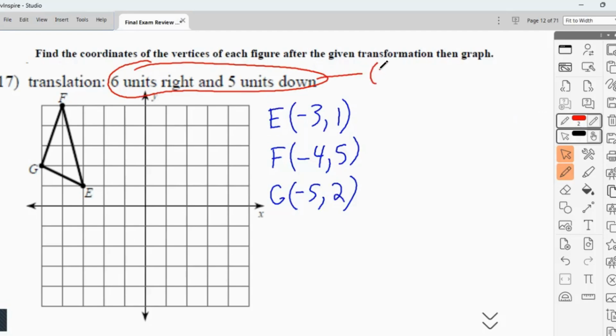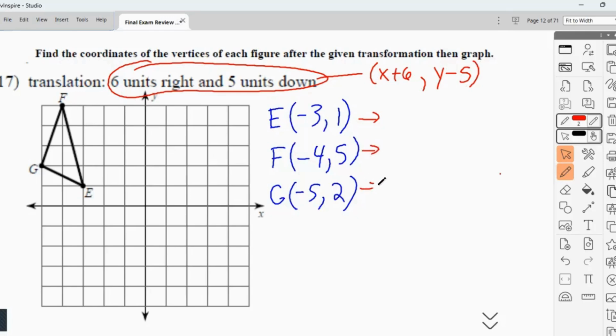So this is what we're going to do. For our X, Y rule, for every X value, we're going to add 5. Got it? Let me try to do that properly and put a comma here. For every Y value, we're going to subtract 5. So Y minus 5. That's going to be the rule on this guy. Okay? All right, so let's go ahead and do that.